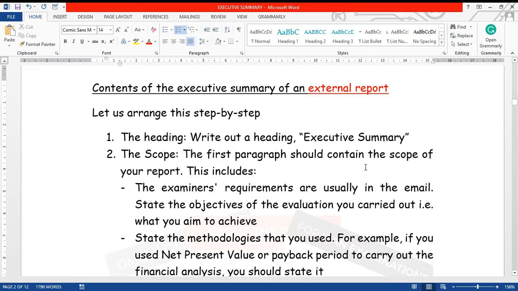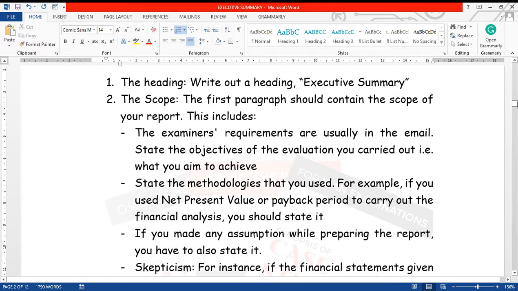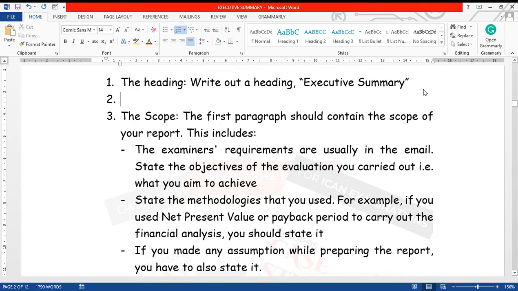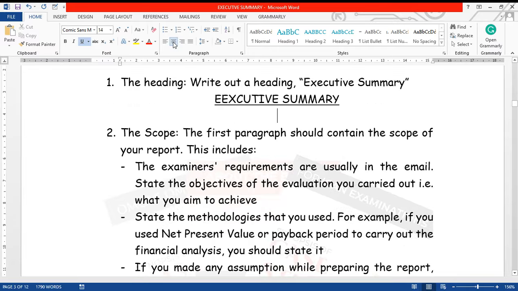Let's look at this step by step. The first thing you have is the heading. You write a heading, Executive Summary. That is it. You can have something like this, in the middle: Executive Summary. So you have the heading like that.